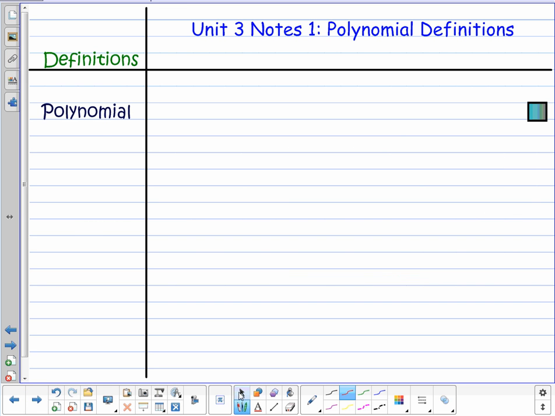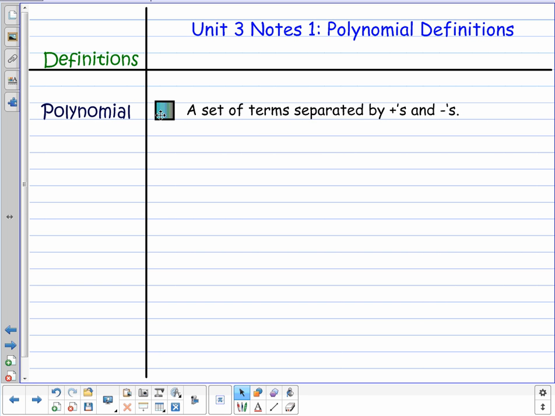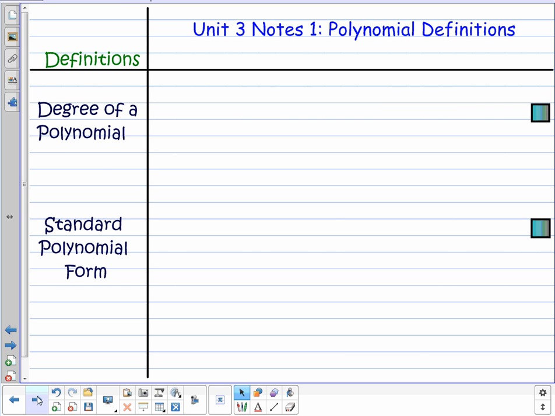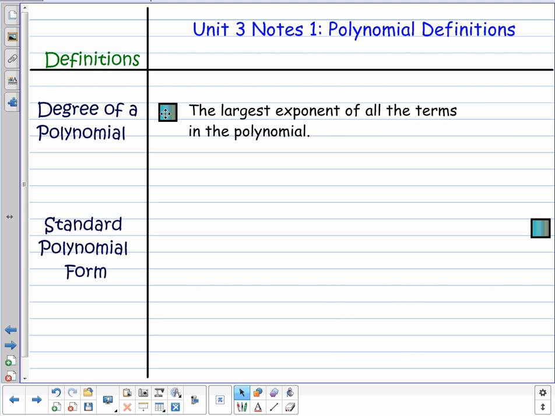Next one, polynomial. This is what our whole unit is based on. Polynomial is a set of terms that are separated by addition and subtraction. Degree of a polynomial, we already talked about what the degree of a term is, but the degree of a polynomial is simply the largest exponent of all the terms in the polynomial.